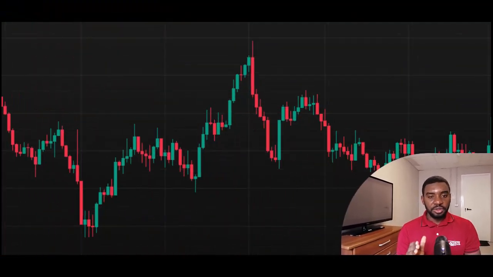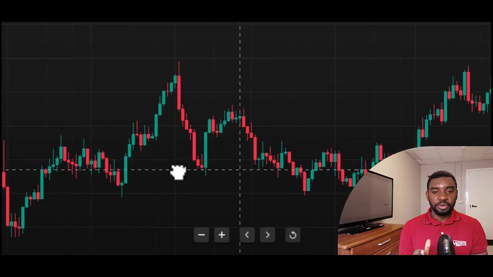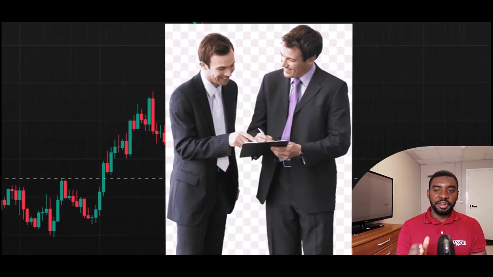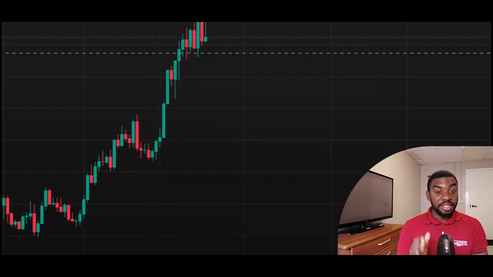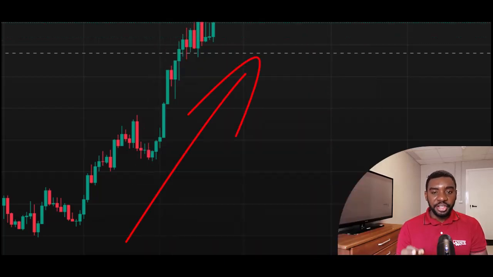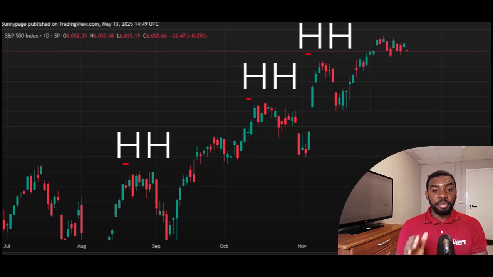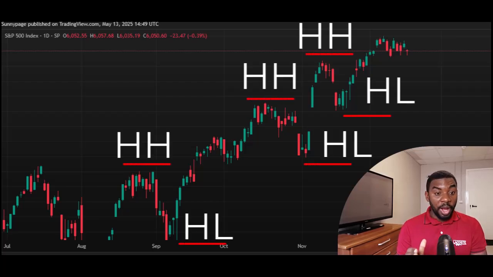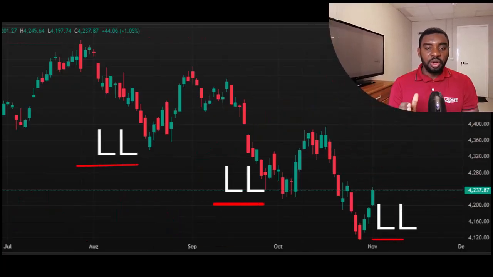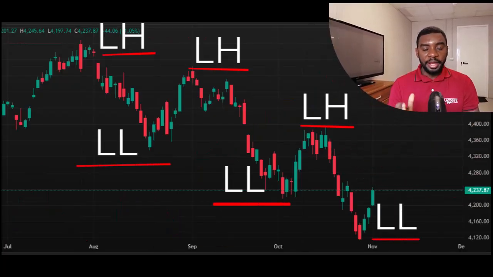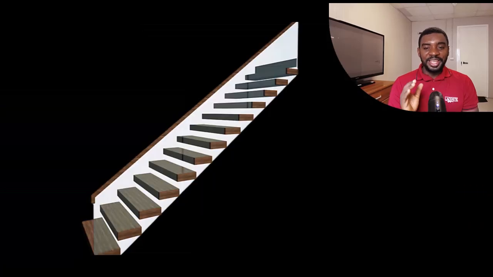First thing first, what is a trend? You may have heard this phrase, the trend is your friend. A trend is simply the general direction that price is moving over time. In Forex, an uptrend means price is making higher highs and higher lows, while a downtrend means lower lows and lower highs. Picture a staircase.